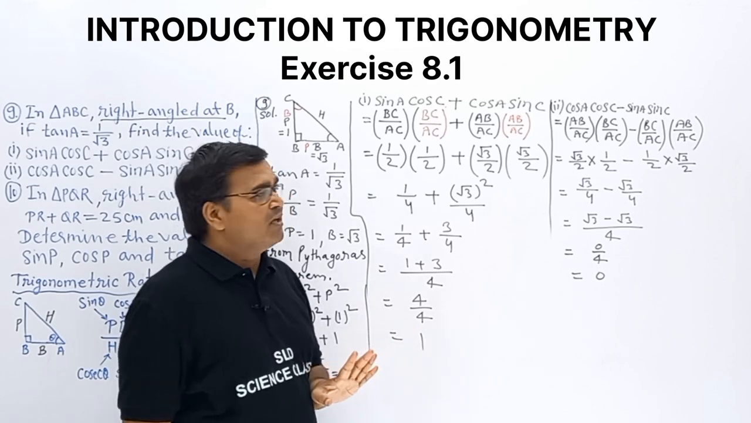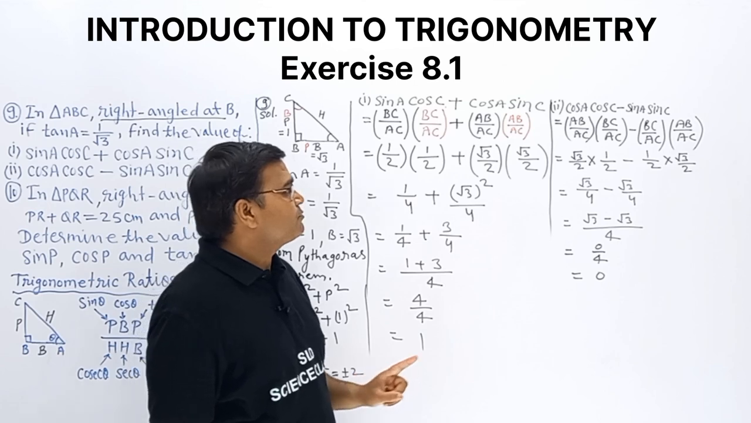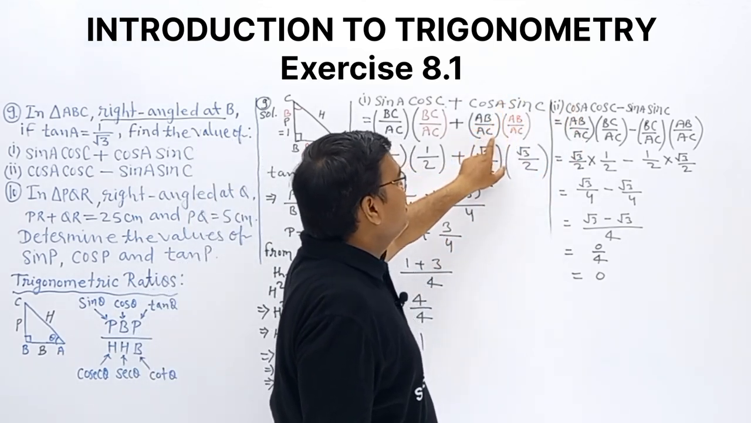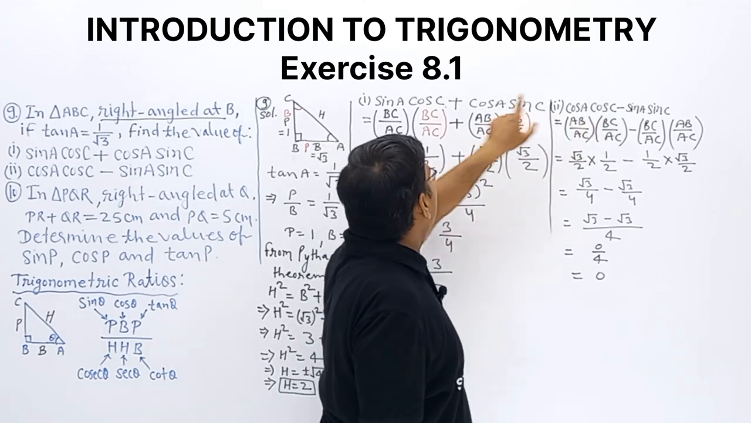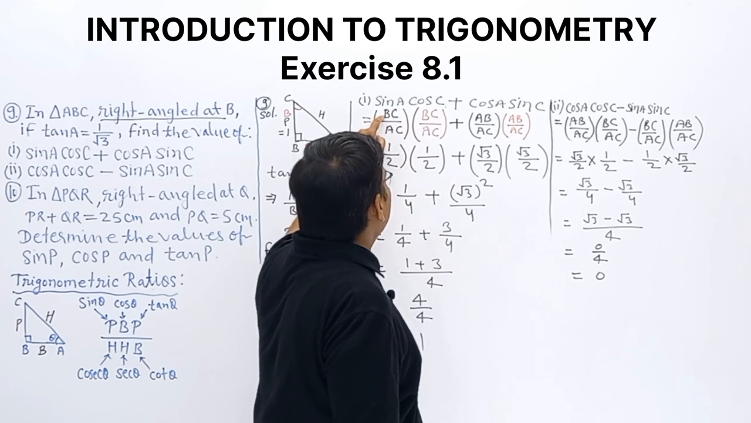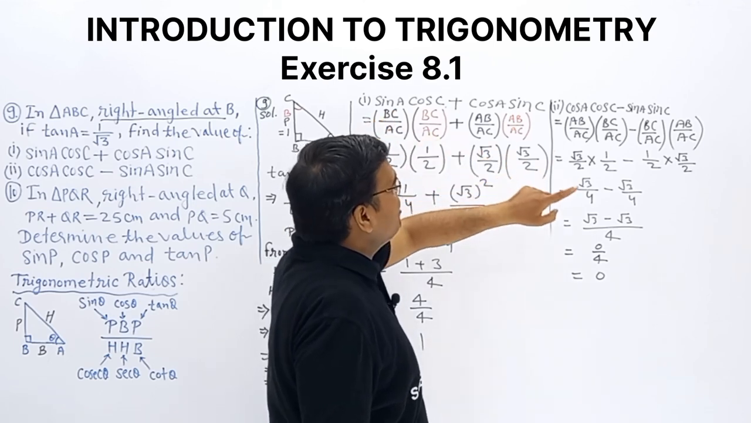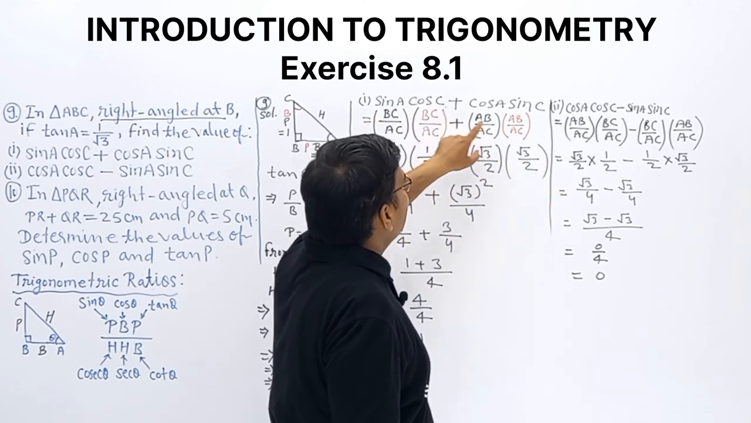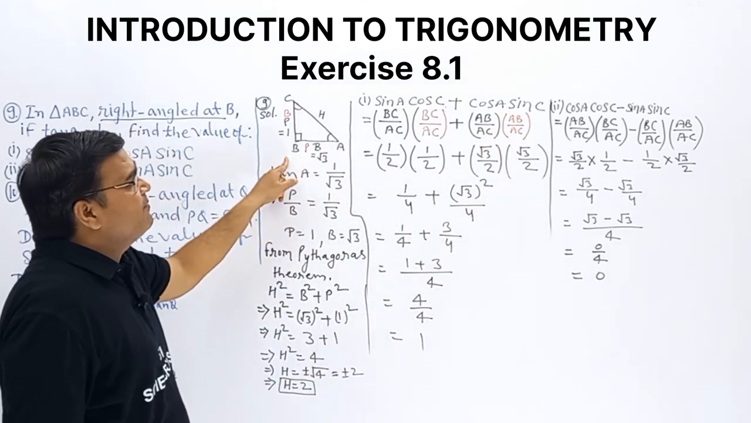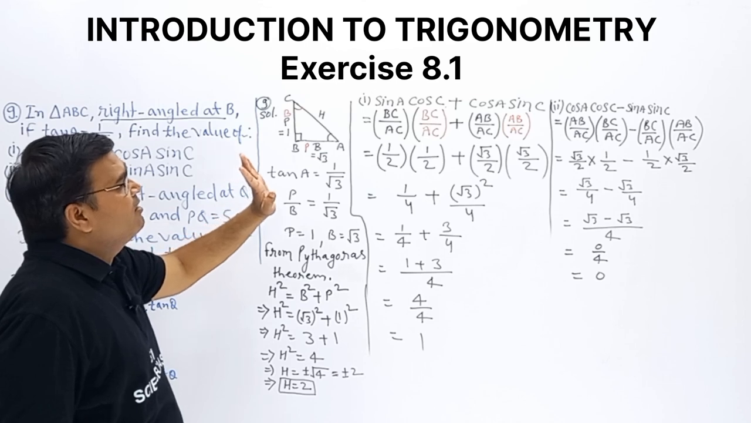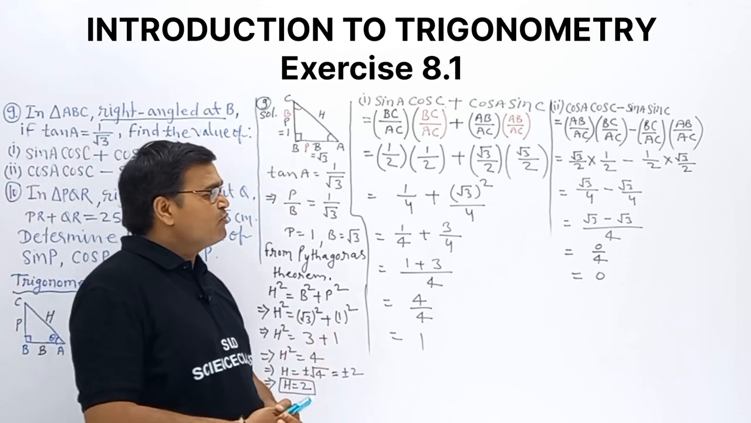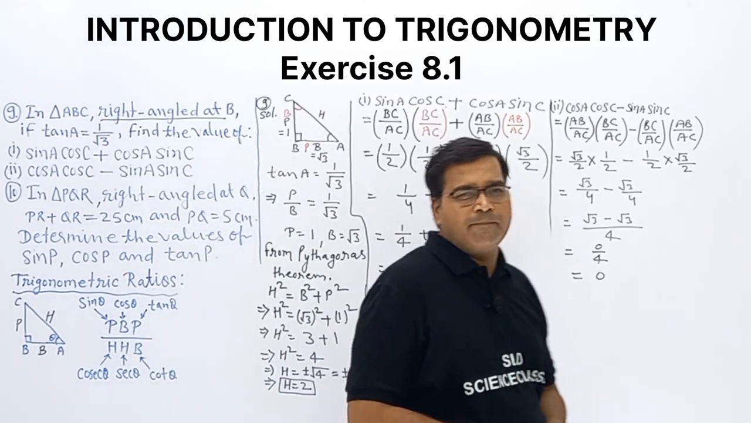Observe how cos A is AB upon AC. Cos C is BC upon AC. Sin A is BC upon AC. And sin C is AB upon AC. We are putting in the values. AB is square root of 3. AC is 2. And BC is 1. And solving, we are getting 0. So this is the value for this question.